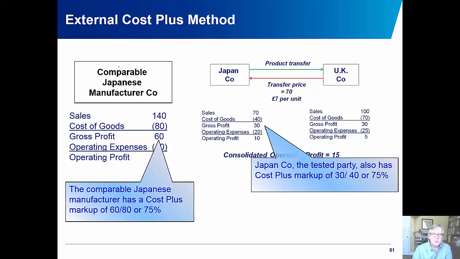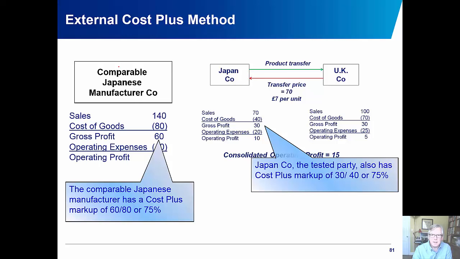So this would be evidence to say we are charging enough gross profit to defend that we're making the same level of profitability in this transaction as a comparable uncontrolled manufacturer would have done, and they're operating at arm's length with both their buyers and their sellers. That's why it's defensible then to impute that the £7 per unit was about the right price.